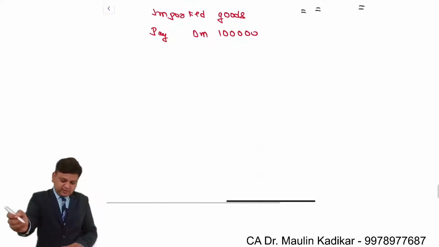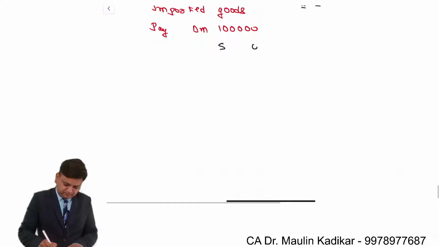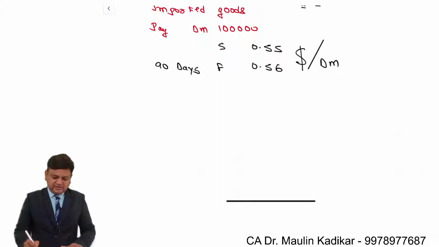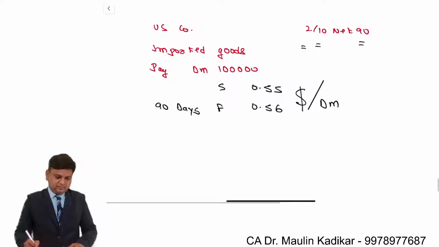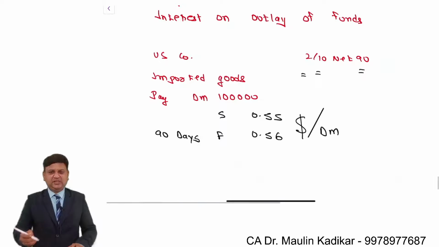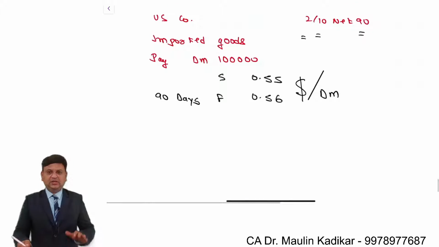The spot exchange rate is provided to us as $0.55 per Dutch mark, and the 90 days forward exchange rate is $0.56 per Dutch mark. That is the way we have been provided with the exchange rate. And a few questions are there. Before we read those questions, let us have an understanding of the working.